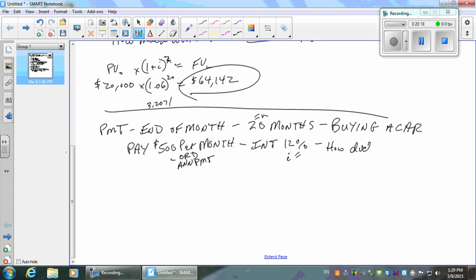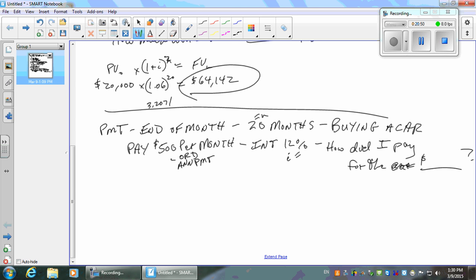If I gave you that, let me say it again for you. Here's what I'm doing. That's his car. Okay, how much should I pay for the car? All right. Payments at the end of the month. 20 months. I'm buying a car. I'm paying $500 per month, no down payment. It's an ordinary annuity payment. The payments are at the end. The interest rate's 12% per year. How much did I pay for this car?